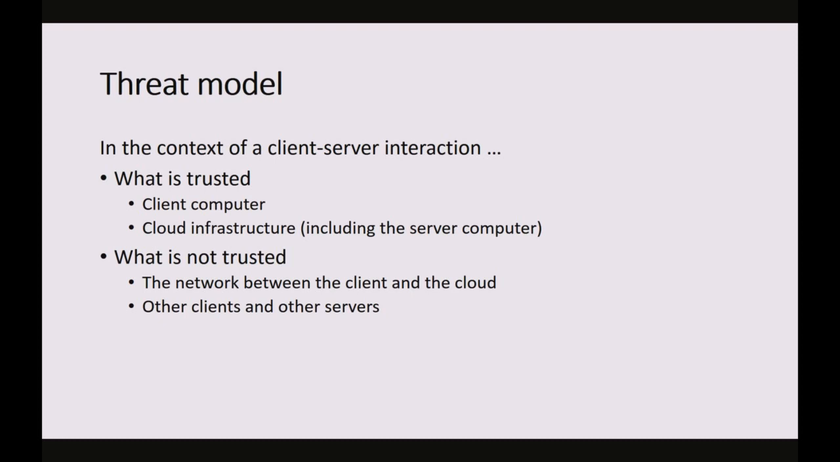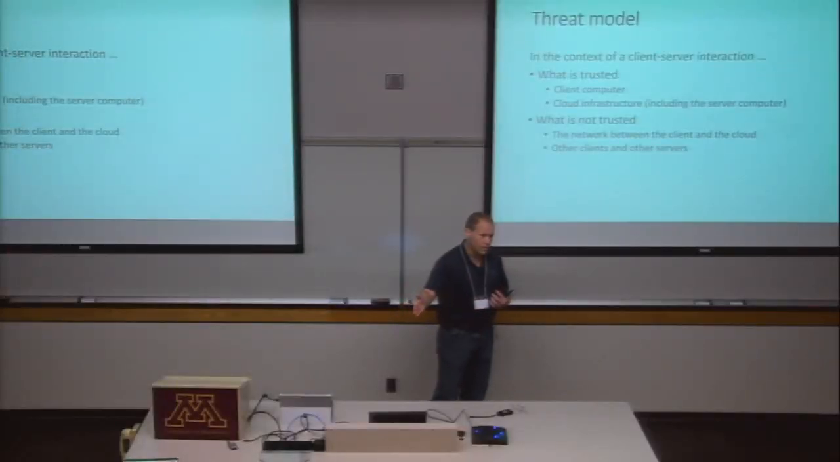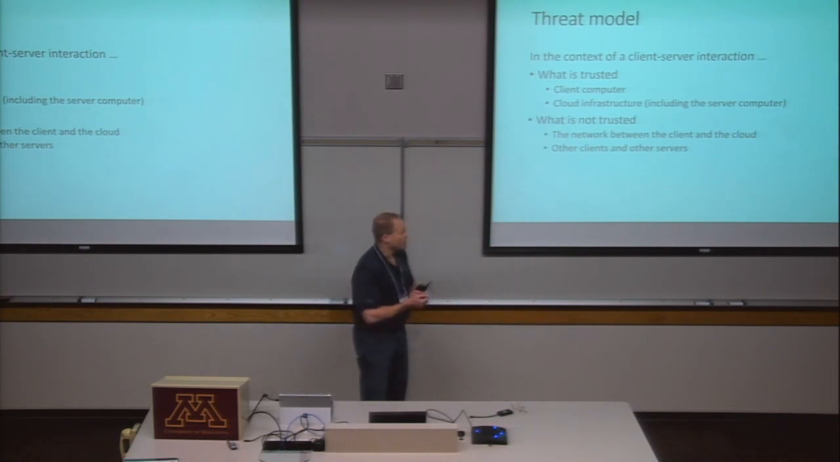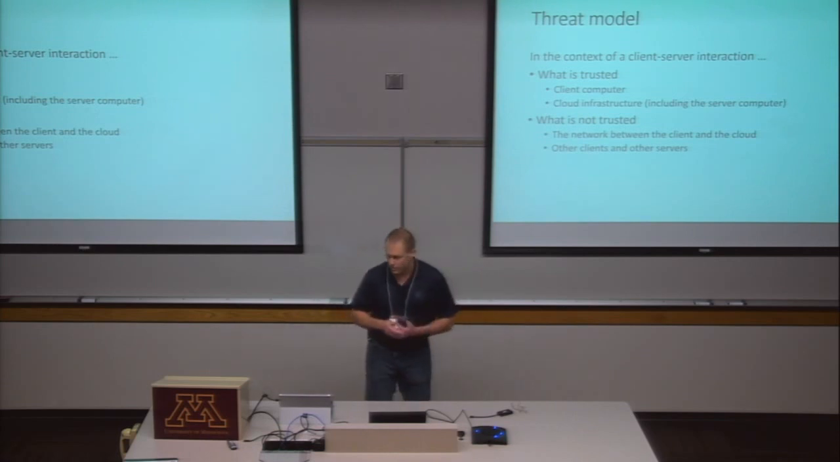So in the context of a particular client-server connection, what is trusted? Well, we're trusting the client computer and we're trusting the cloud infrastructure. So again, the cloud is trusted. It already is trusted in most of our interactions with tenant servers, of course. But we're going to trust it, and it's even going to cooperate with us in certain ways. What isn't trusted is the network between the client and the cloud. So that can be observed and manipulated and such, and other clients and other servers. So we don't trust other tenant servers. We don't trust other clients.